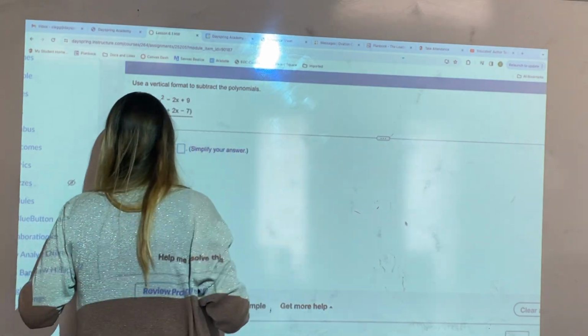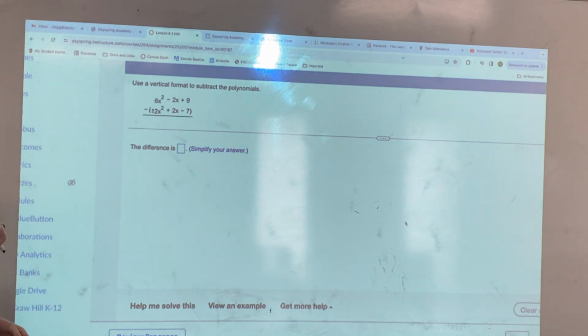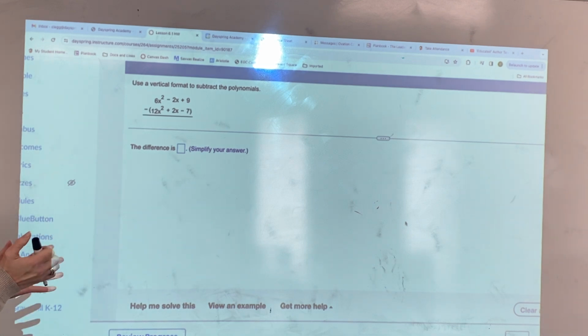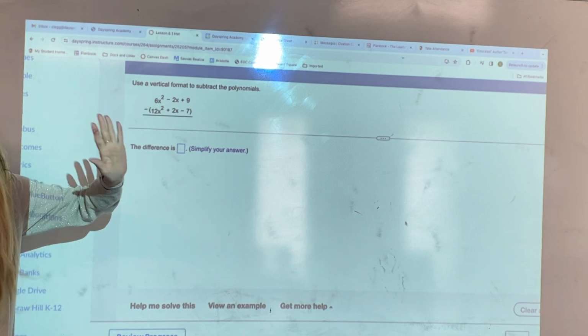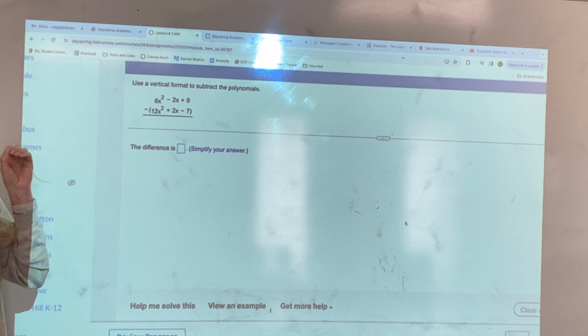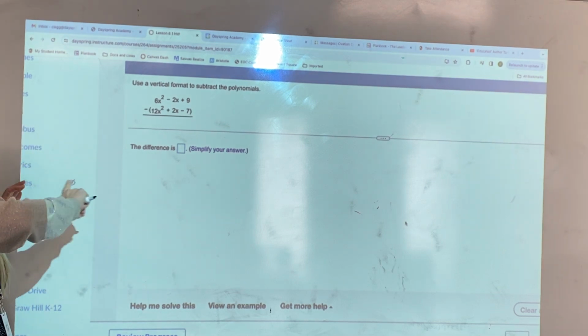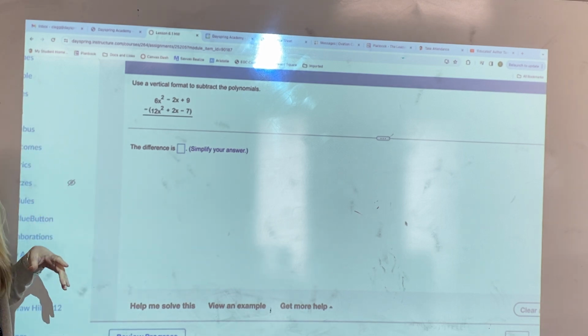Okay, now this question asks you to subtract these polynomials using the vertical format. I actually don't like the vertical format. There's nothing wrong with it. If you love the vertical format, you do that. But I'm not going to do it vertically. I'm going to do it horizontally and then just circle my terms with their signs and add them.